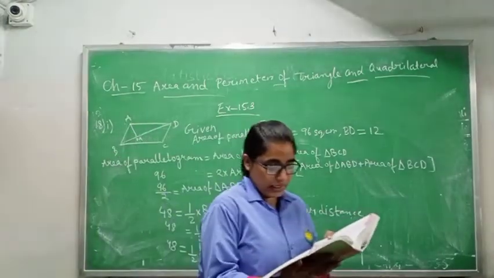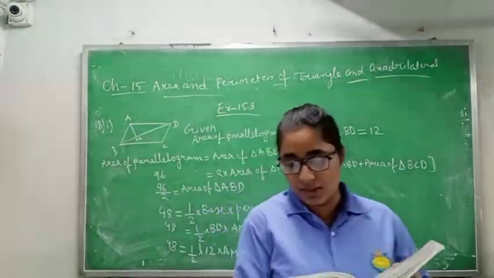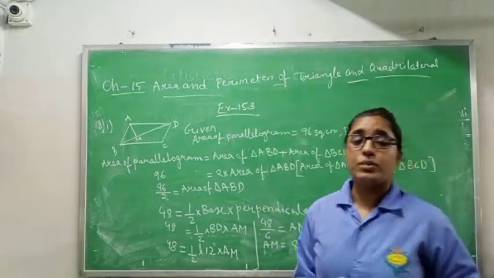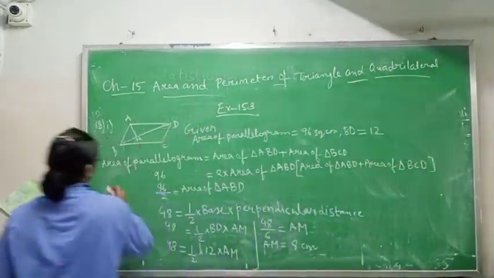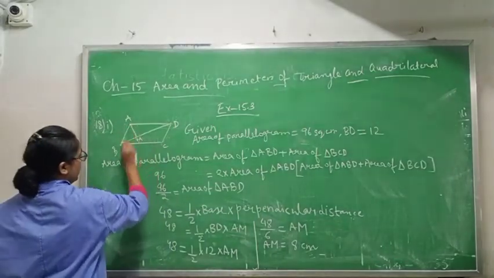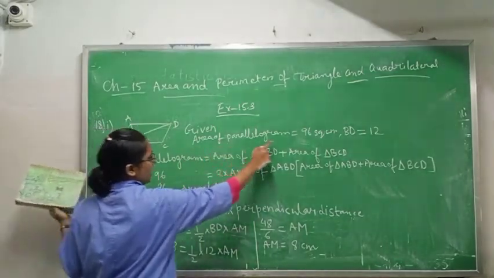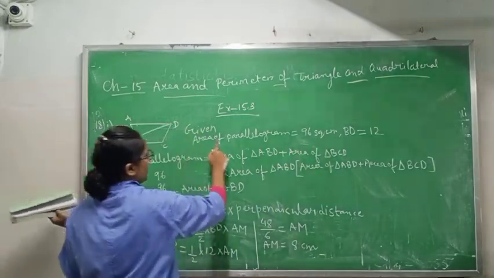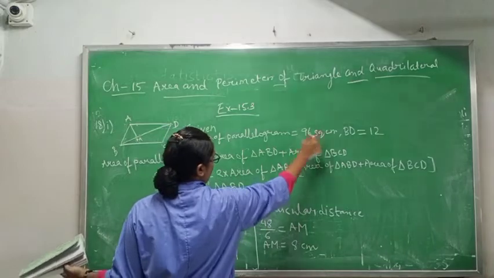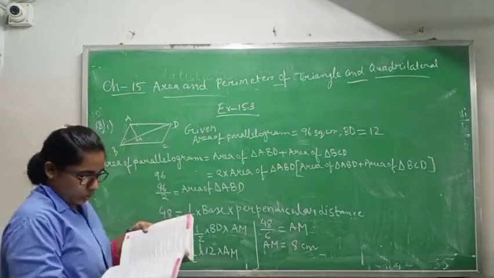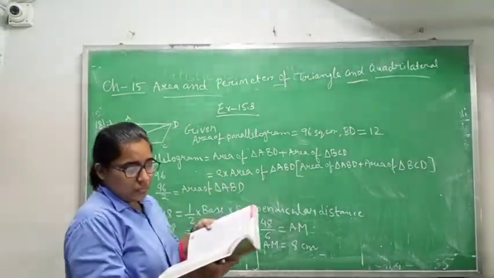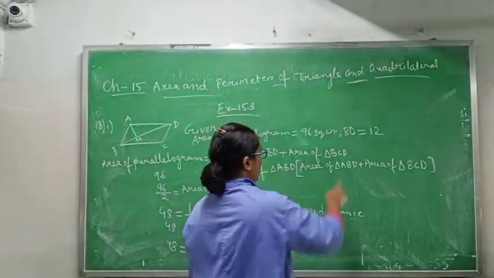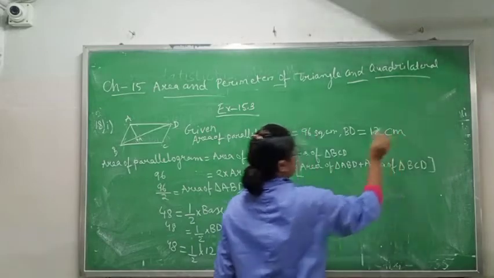Area of field in the shape of parallelogram ABCD is 96 square centimeter. So area is given how much? 96 square centimeter. Suppose that ABCD is a parallelogram and its area is given how much? 96 square centimeter. So I have written given area of parallelogram equals to 96 square centimeter. Length of diagonal BD is 12 centimeter. So one more thing is given to you, BD equals to 12 centimeter.